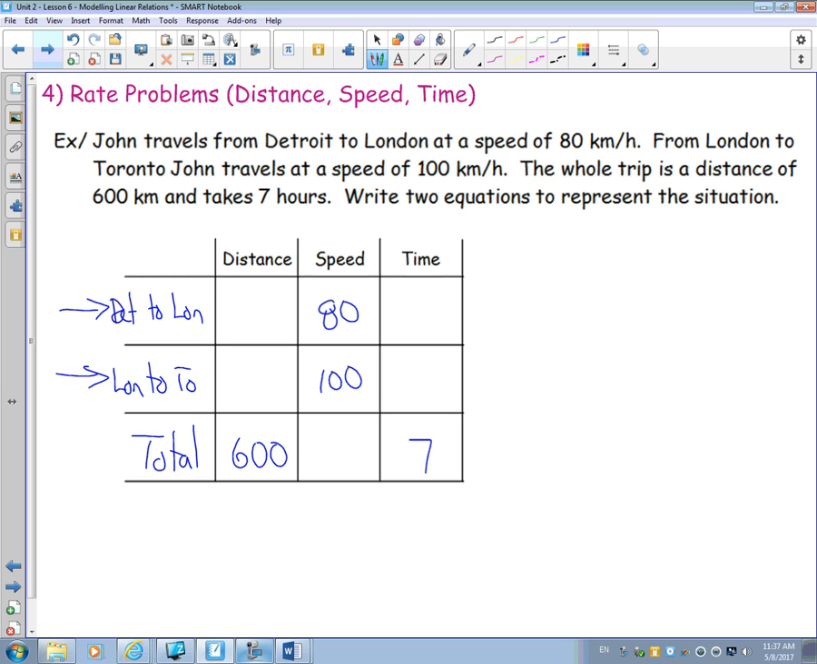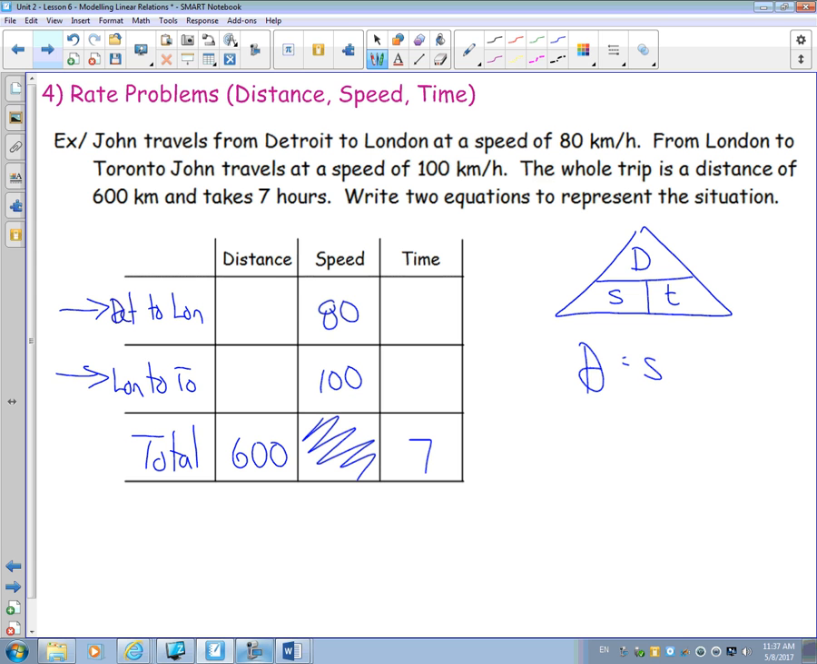And I'm going to point out, you can't have a total speed. There's no such thing. You get an average speed, but you can't have a total speed. So get rid of that box. That leaves me 4 boxes. 2 of them we're going to fill with variables, x and y. And we're going to fill them based on our idea of distance equals speed times time.